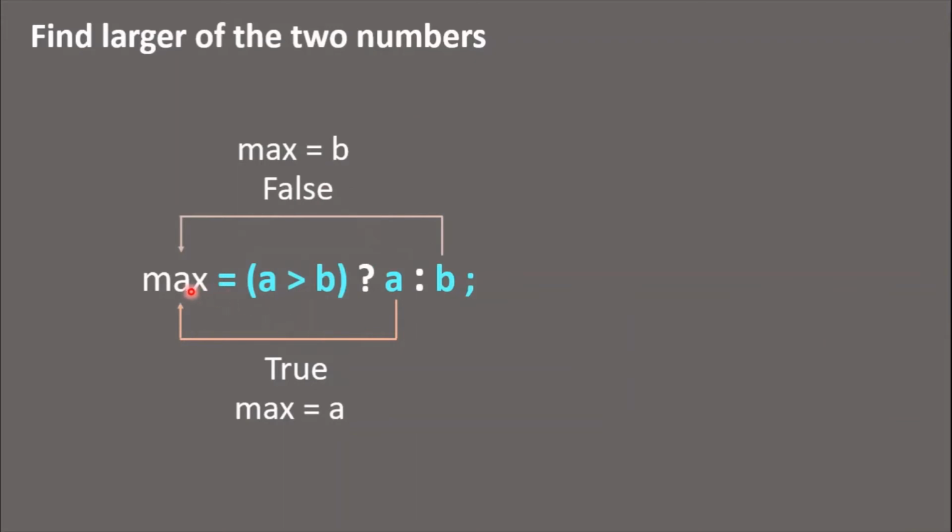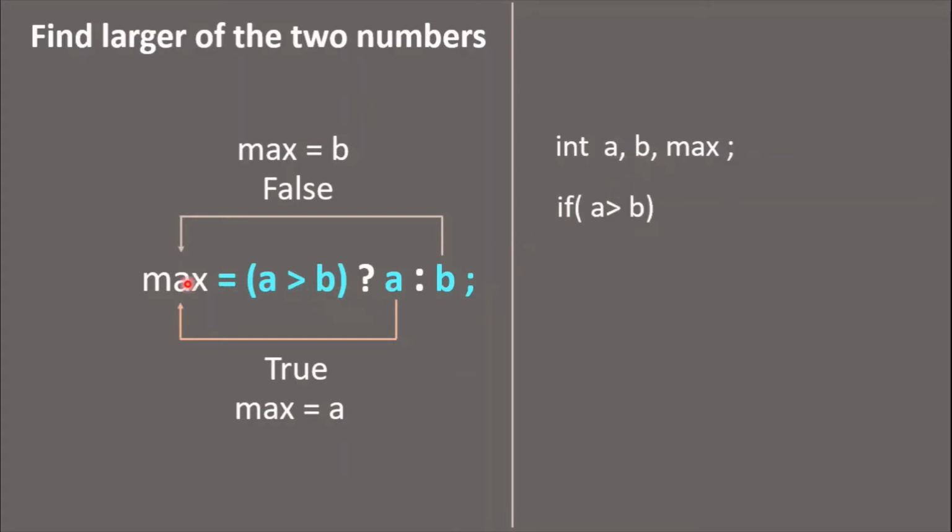If you carefully look at this expression, you can conclude that it resembles or looks like an if-else statement. Now how does it look like an if-else statement? Say there are three different variables A, B and max. Then the same thing which is written using conditional expression can be written by using if-else. If value of A is greater than B, max is equal to A, else max is equal to B. So you can resemble it with the if-else statement.